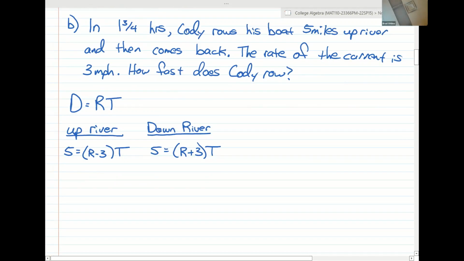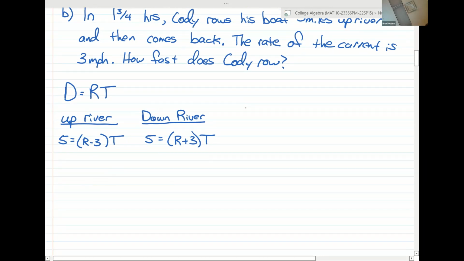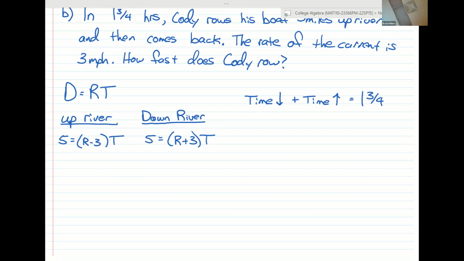But the total time, let's see here, the time going downriver plus the time going upriver is equal to 1 3/4 hours. In order to solve for this, let's figure out what the time is for each of those equations, add them together, and then try to solve that equation.